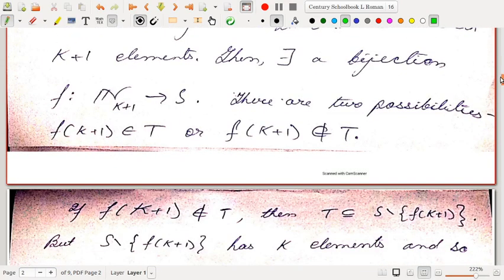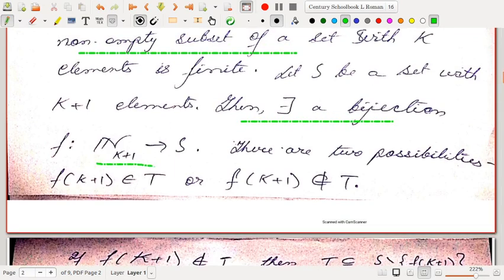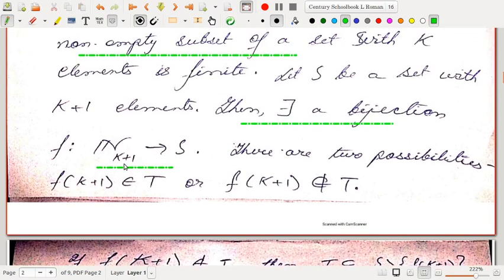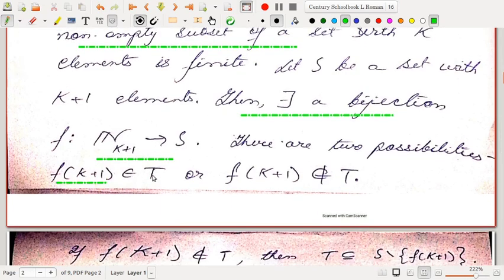So let S be a set with k plus 1 elements. Then by definition there exists a bijection f from n_{k+1}, that is the set of first k plus 1 natural numbers, to S. So there are two possibilities for the (k+1)th element: f(k+1) may belong to the subset T, or f(k+1) doesn't belong to the subset T. Okay, these are the two possibilities, right?